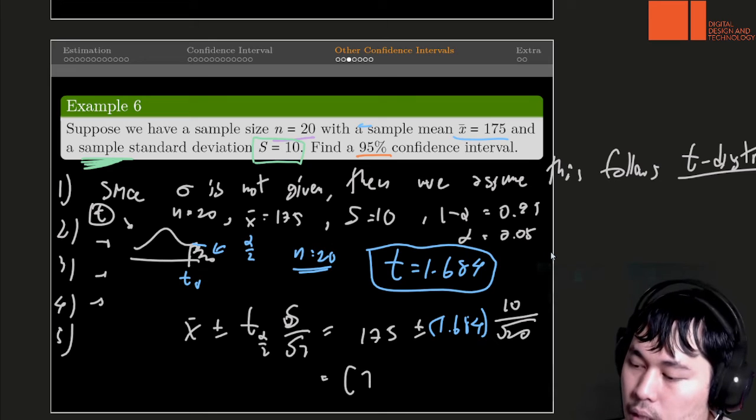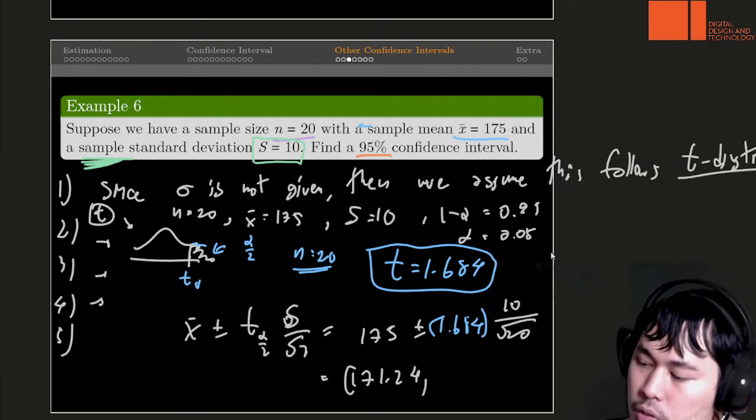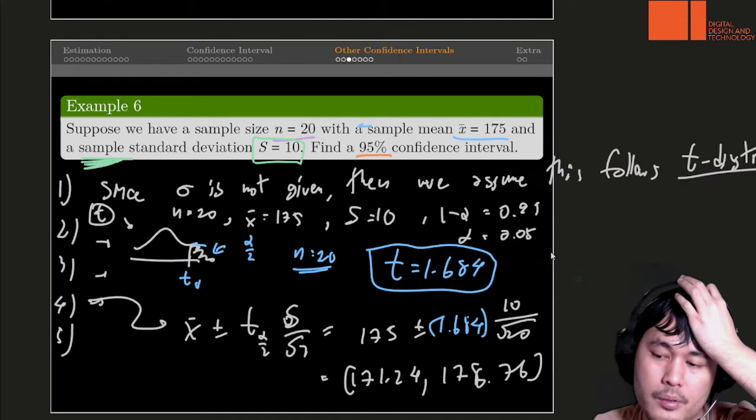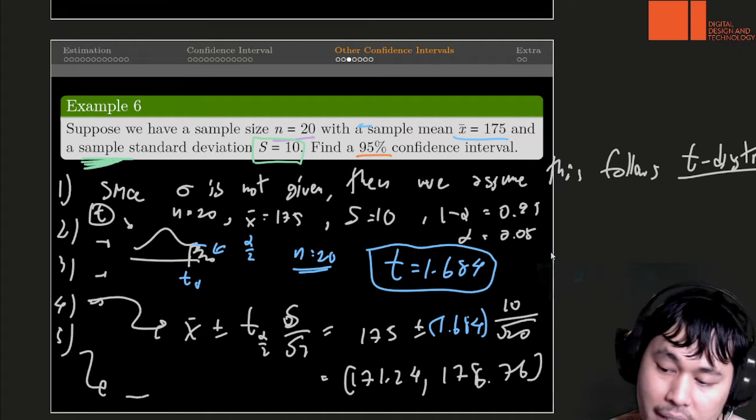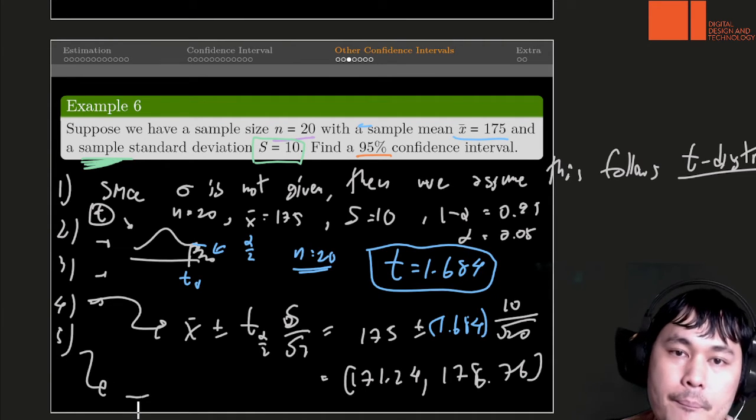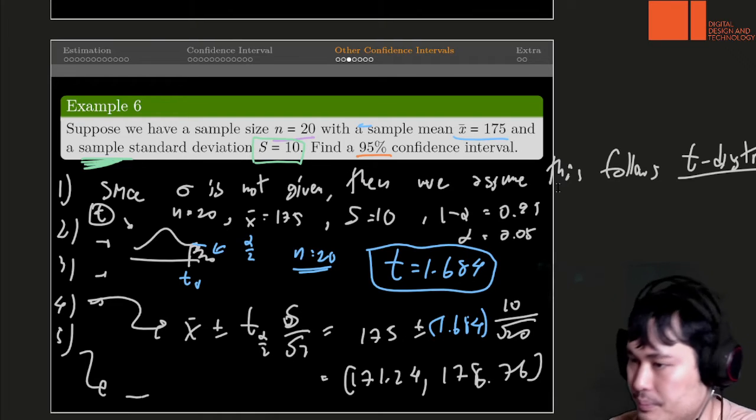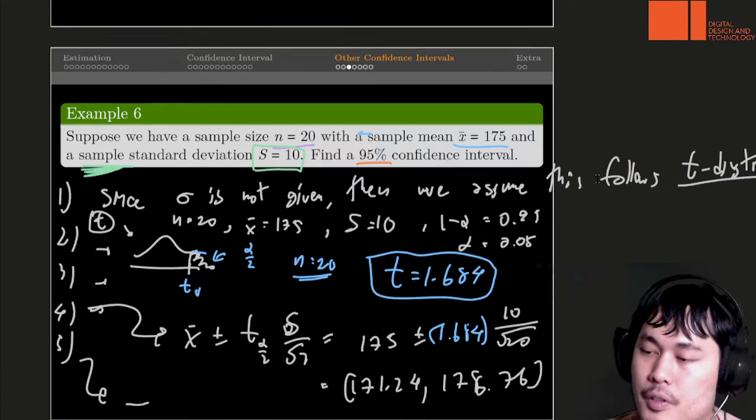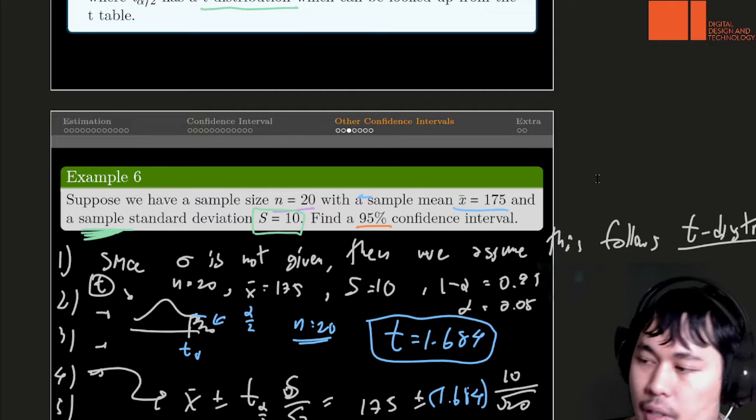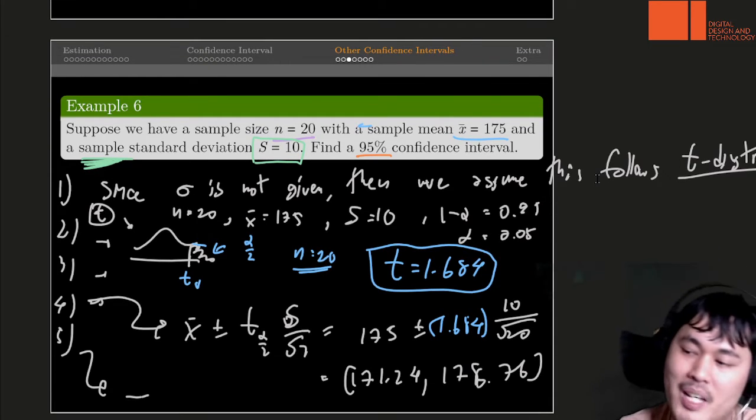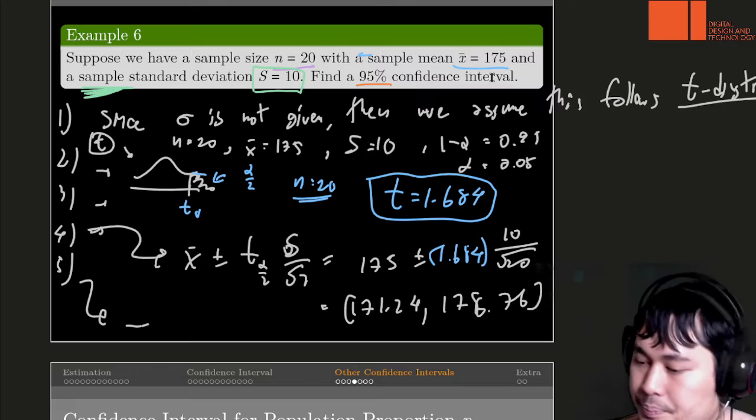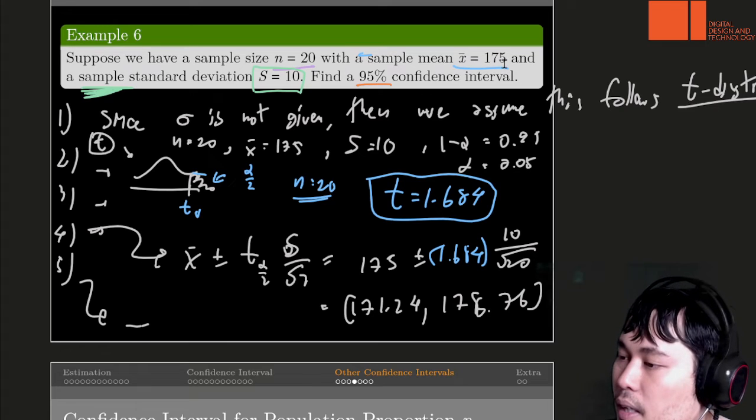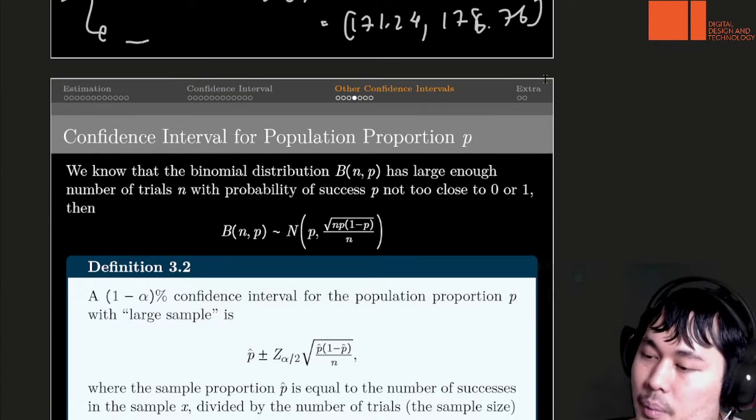And in the end it is about 171.24 to 178.76. That's step 4. And step 5 again, just write down your conclusion of what that number actually is. Is that how you compute a confidence interval for a different type of distribution, for different types of problems with different requirements or different given values? And everything else will follow the same line of reasoning, not just different formulas.